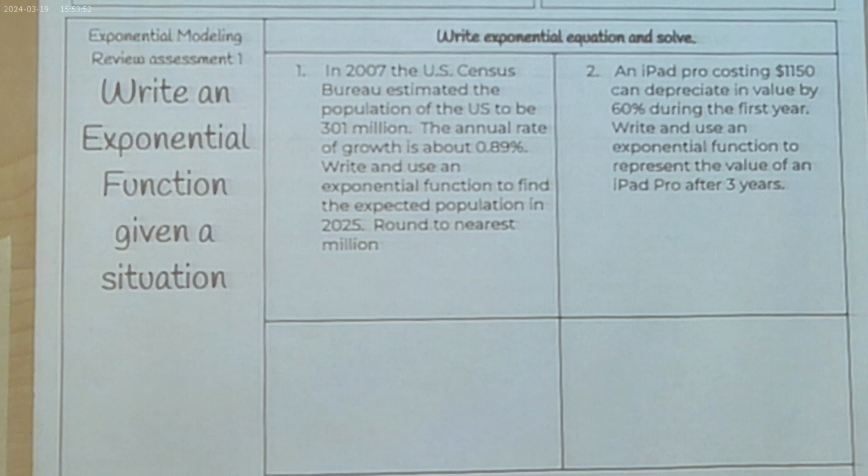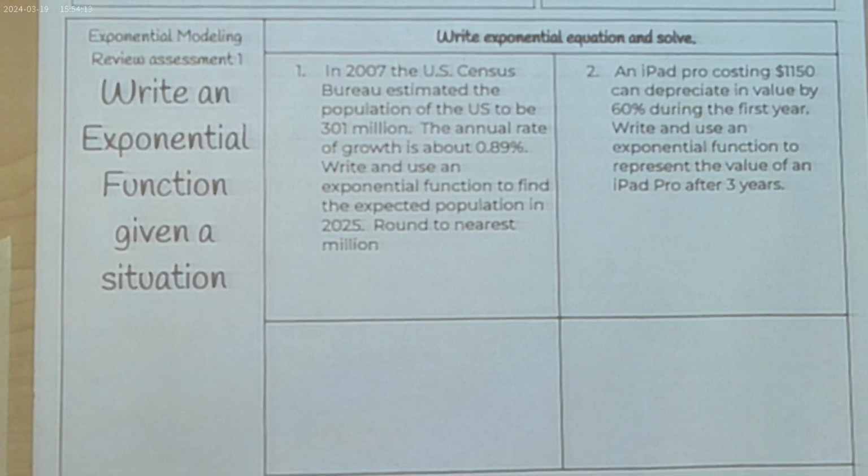So starting off, in 2007, the U.S. Census Bureau estimated the population of the U.S. to be 301 million, with the annual rate of growth about 0.89. Use the exponential function to find the expected population in 2025. All right. So this is what we're going to be doing all through Unit 3.